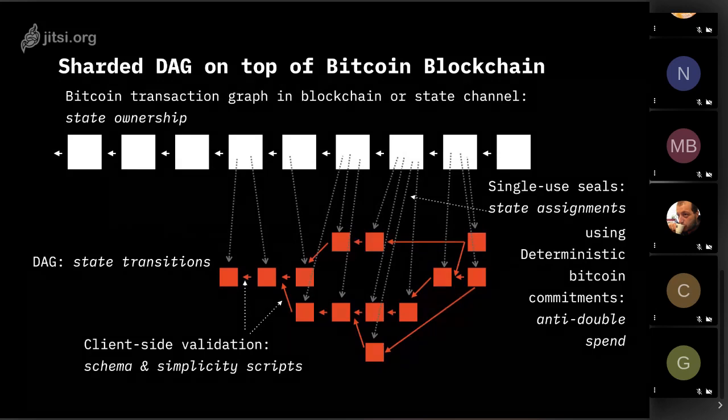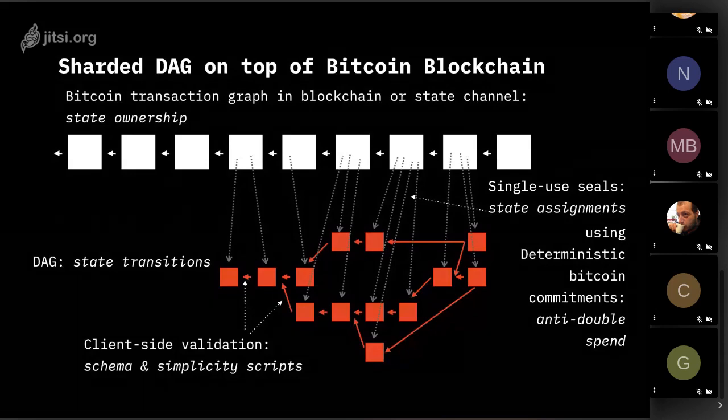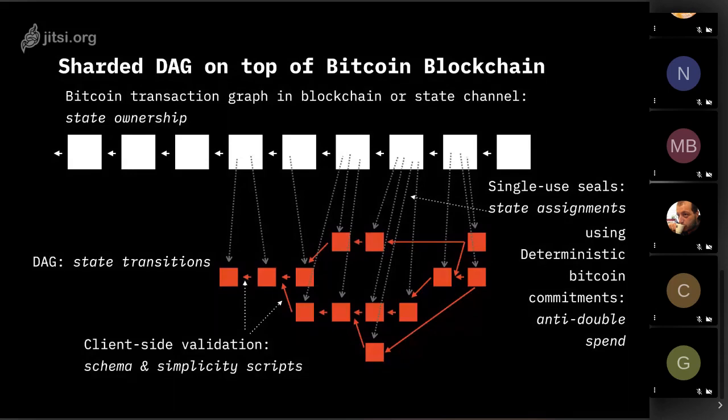And of course, this operates on top of the Bitcoin transaction graph in the blockchain, or in a state channel like the Lightning Network. And this Bitcoin transaction graph defines the state ownership rules.